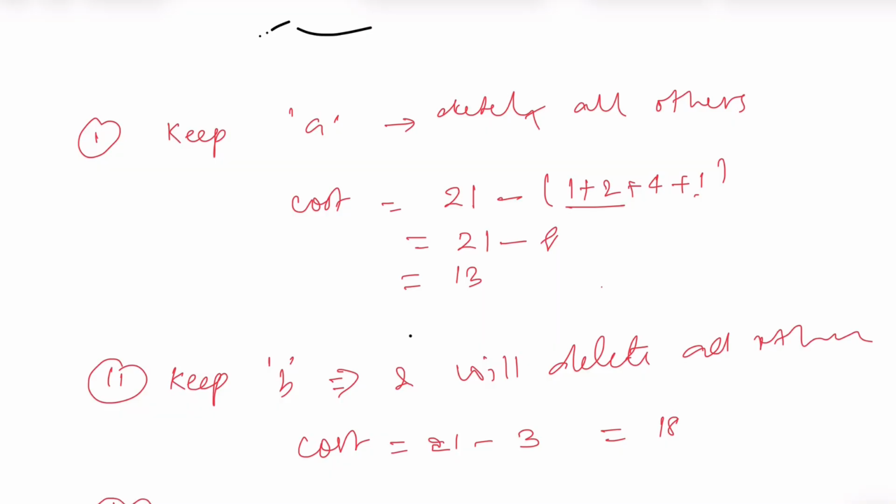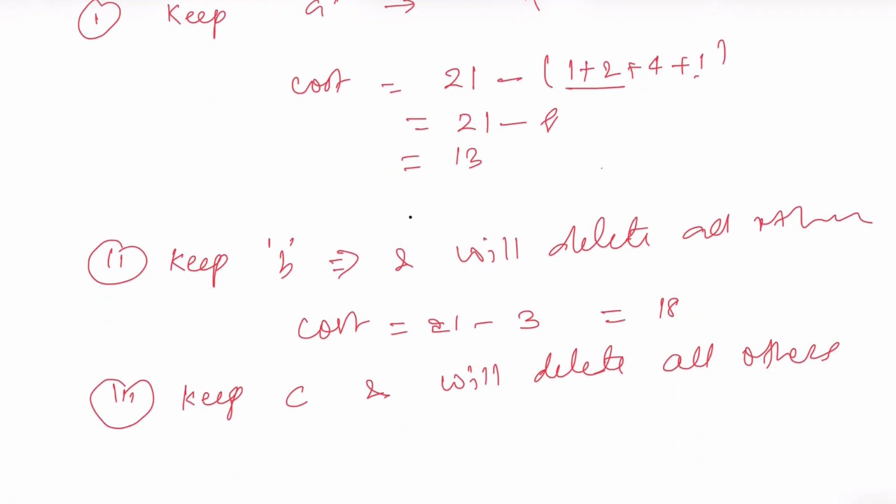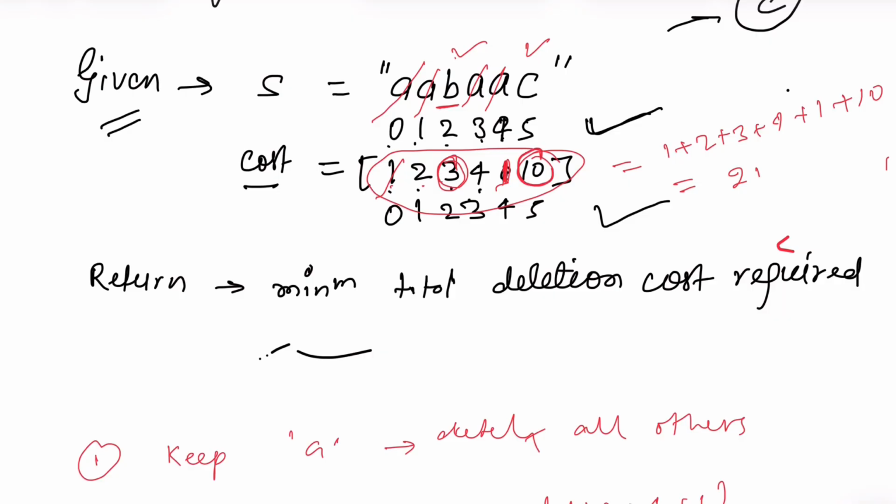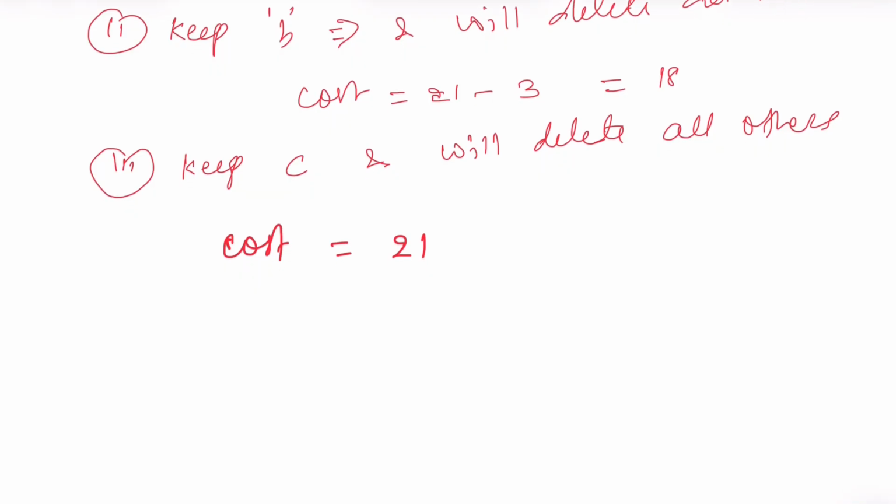Now let's suppose we want to keep C and delete all others. In this case, what is the cost? The total is 21, and we want to keep only this one and delete the rest. So 21 minus 10 is 11, and this is the output we have.